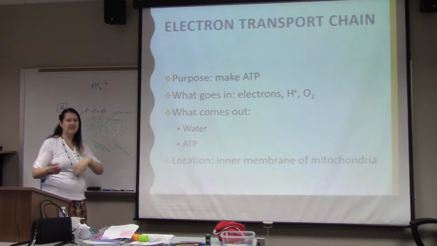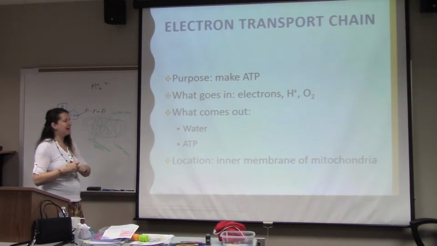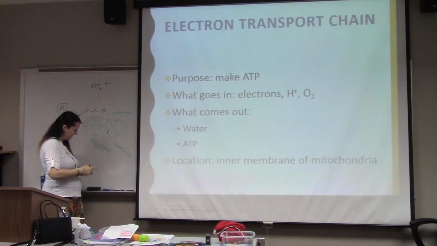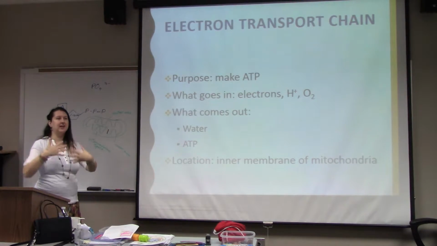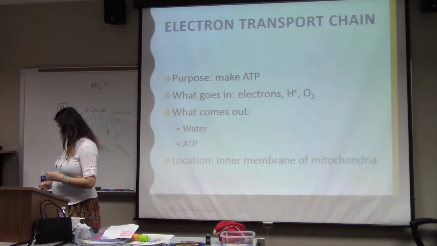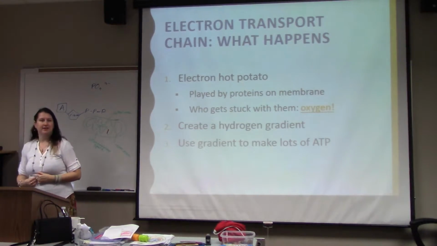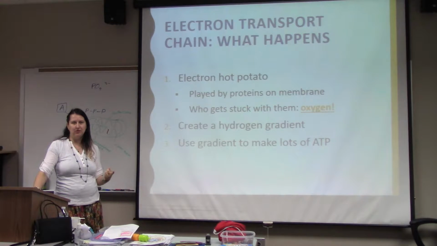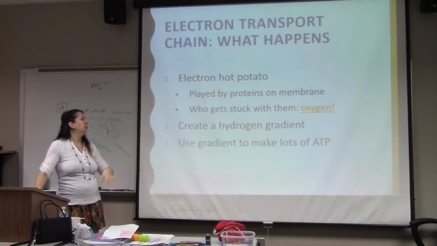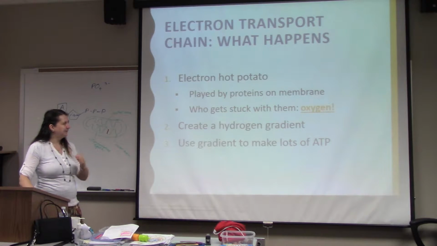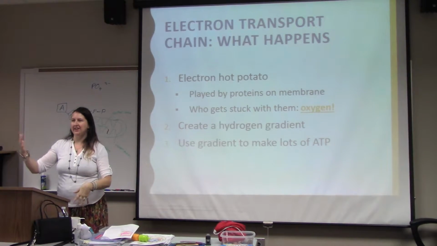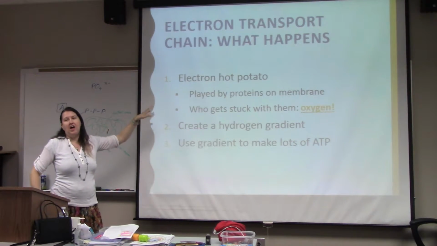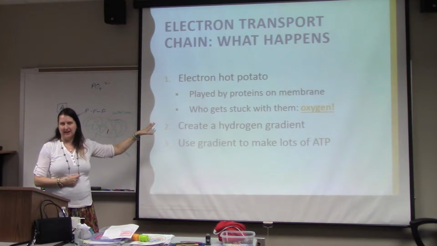We have a bunch of proteins that need to be lined up to transport the electrons. So having that membrane lets them be held together in the right order. What happens in the electron transport chain? First, electron transport. It's kind of like a game of hot potato, where these proteins on the membrane take the electrons from NADH and FADH2, and they pass them along, and then oxygen gets stuck with them in the end.